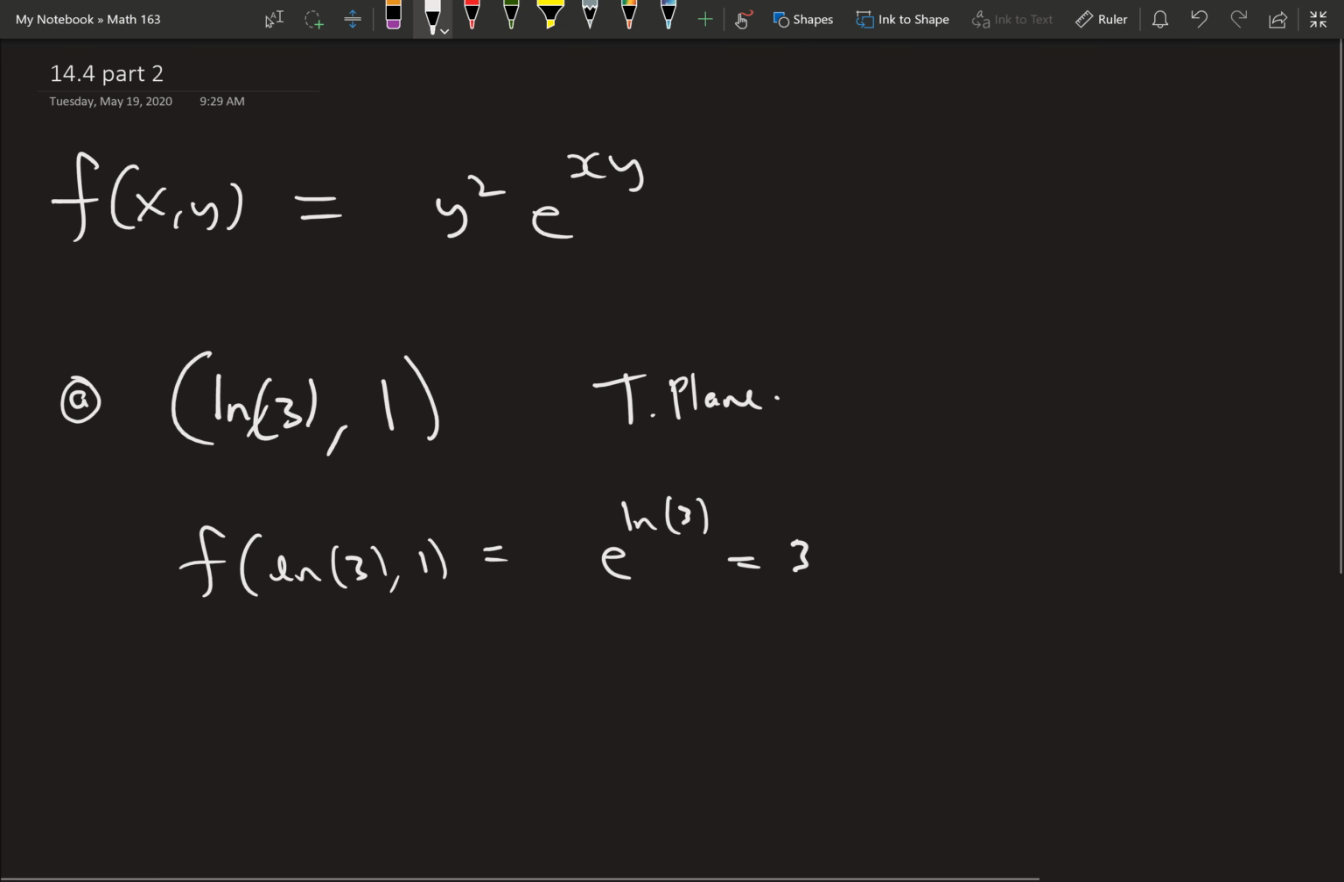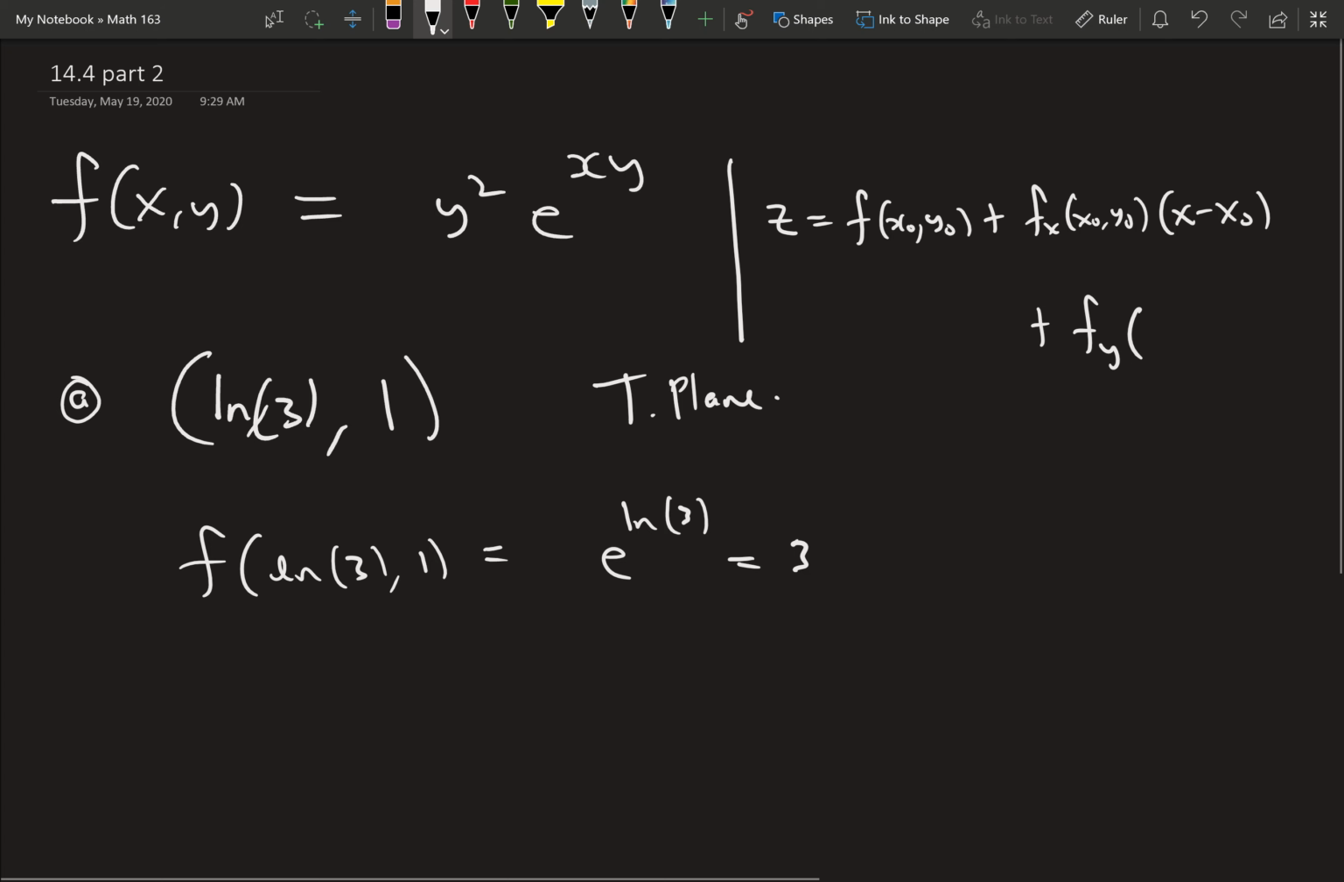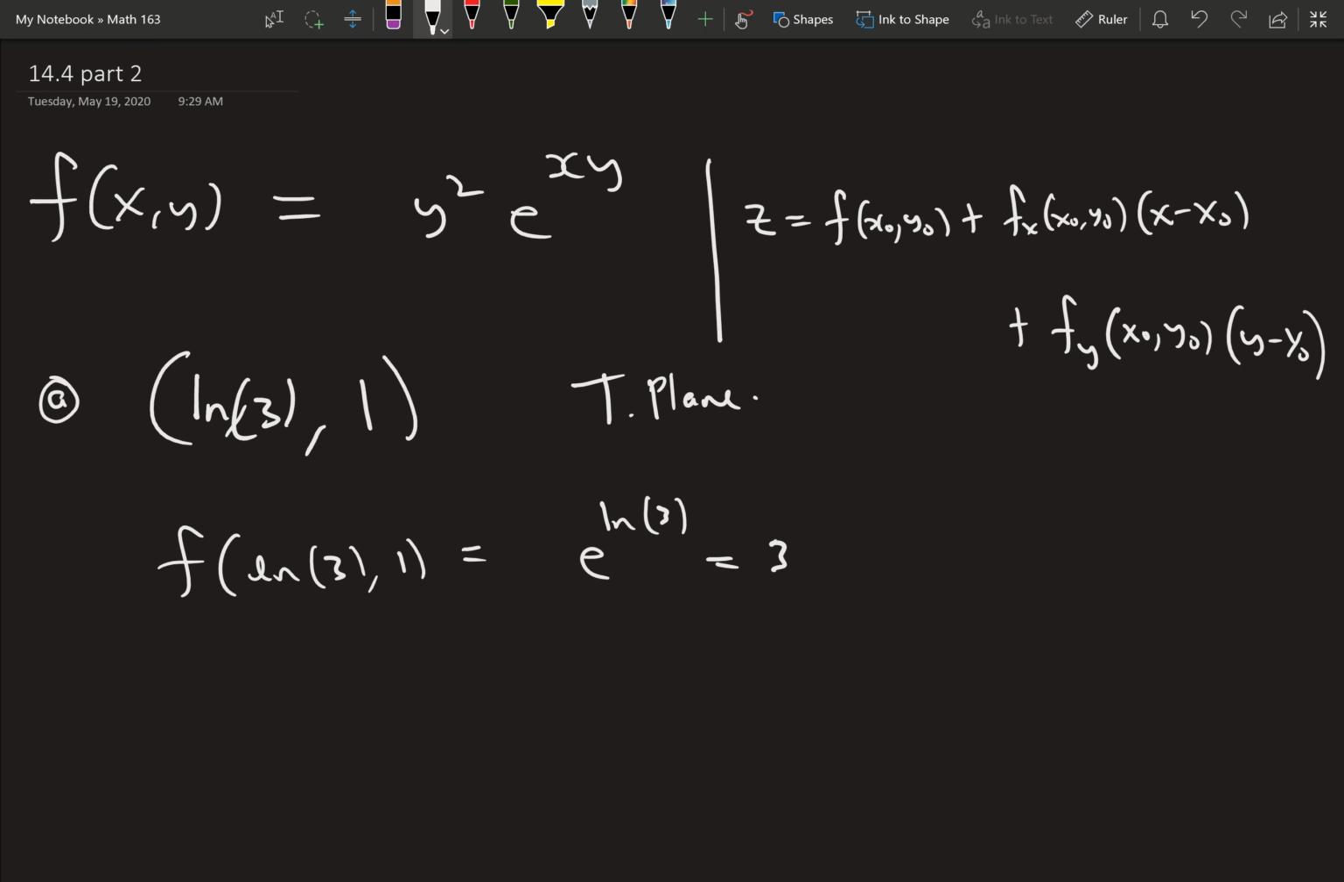And now we need to compute partial derivatives because, recall, the equation of the tangent plane here is f of x0, y0 plus the partial with respect to x at x0, y0 times x minus x0, plus the partial with respect to y at x0, y0 times y minus y0. So we need the partial derivatives of f with respect to x and y.